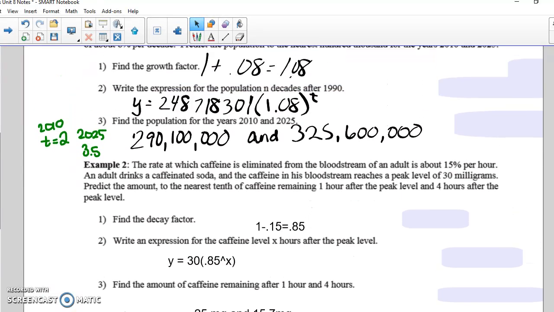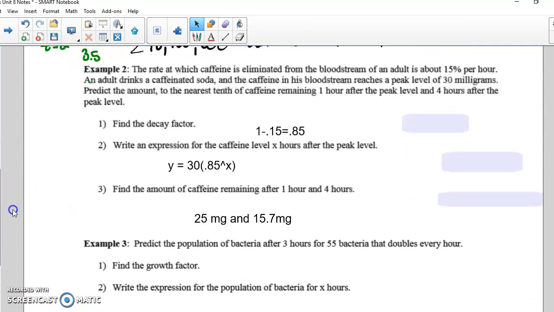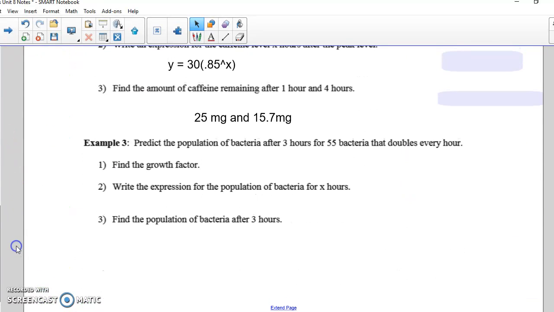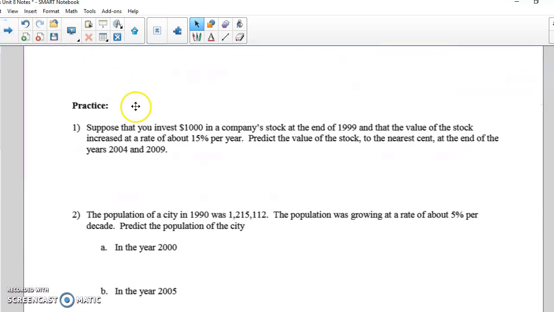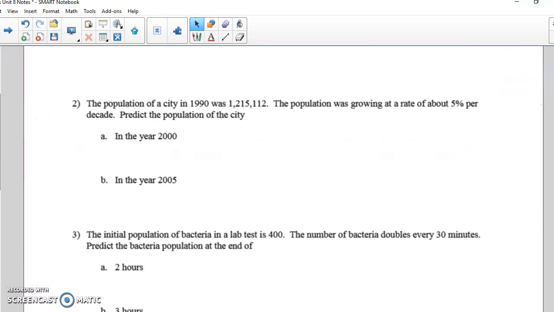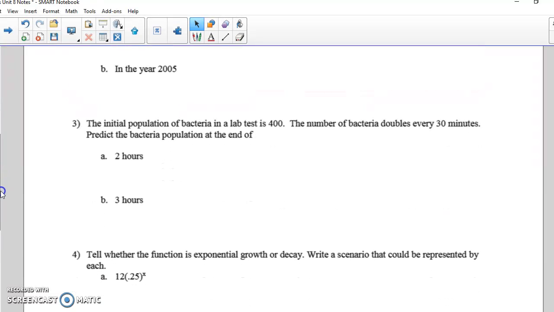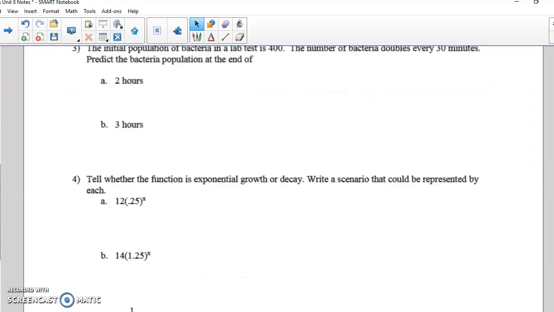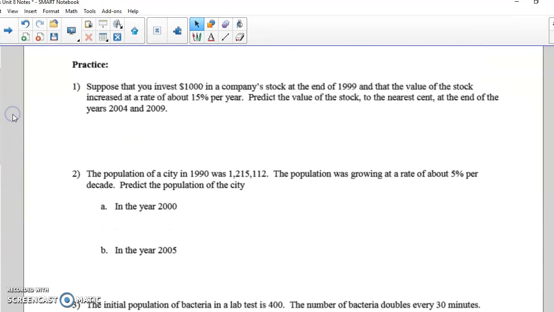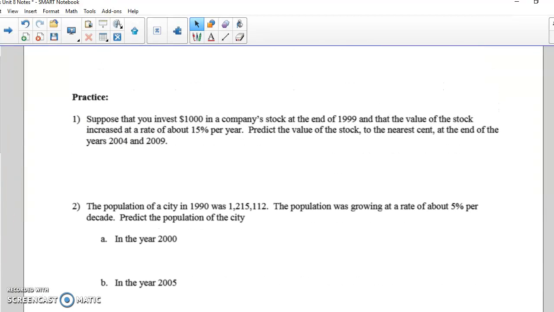I'm just going to leave the video at that, going through these 2 examples. Go ahead and make sure to finish example 3 and then also do these practice problems. You'll know that you understand exponential growth and decay if you can do all of these problems. You can check your answers using the answer key that is posted on Blackboard. Great job today with this lesson.